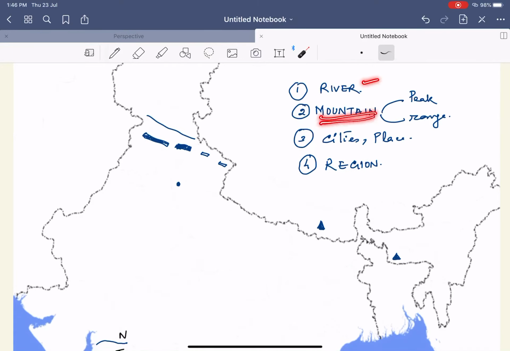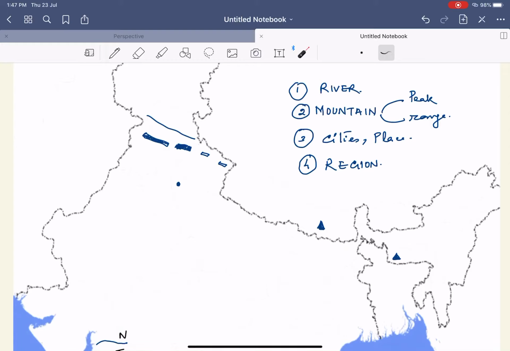Now let us understand in the context of the mountain. See, with respect to mountain, we can have two things. One, we can have the peak and we can have a range. Let us see, this is your Nokrek peak and this is your Mount Everest peak. See, the peaks have been represented with the help of a triangle, showing that this is the peak.